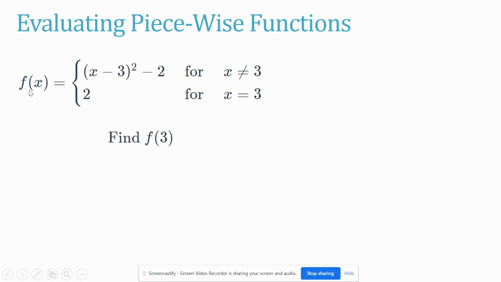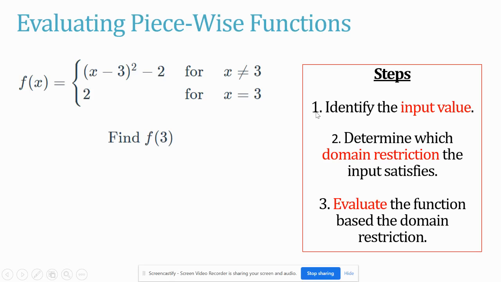So here we have f of x equals (x minus 3) squared minus 2 for when x is not equal to 3, and then f of x equals 2 for when x is equal to 3. The first thing we're going to do is identify the input value. So that we're going to get from this part here, find f of 3. Hopefully you recognize that means x is equal to 3.